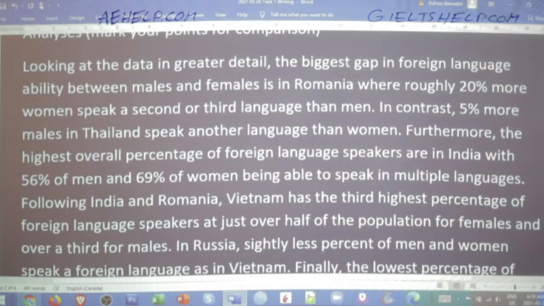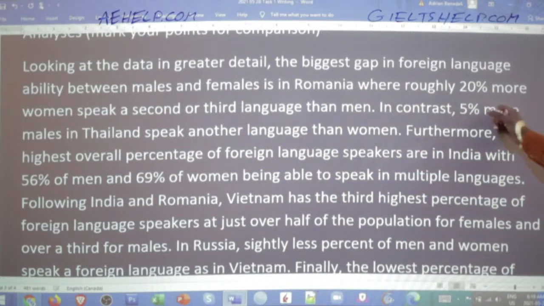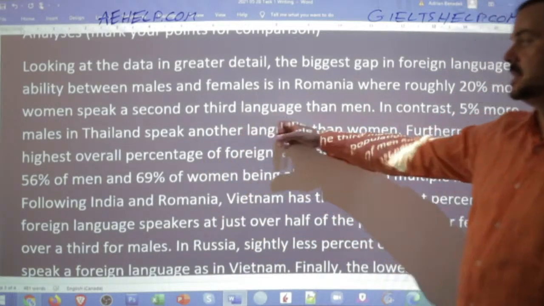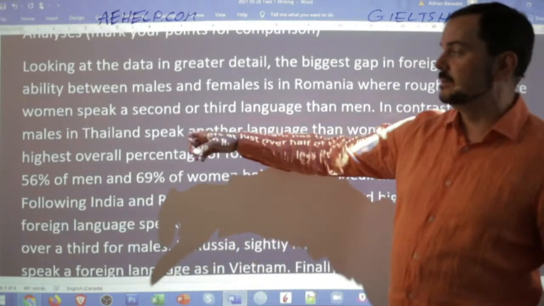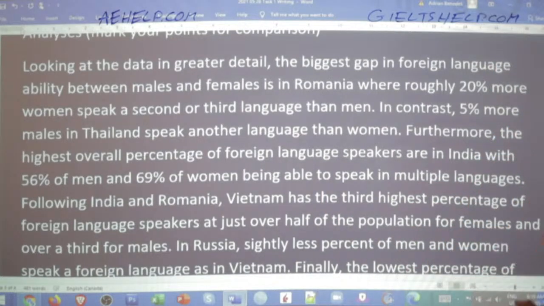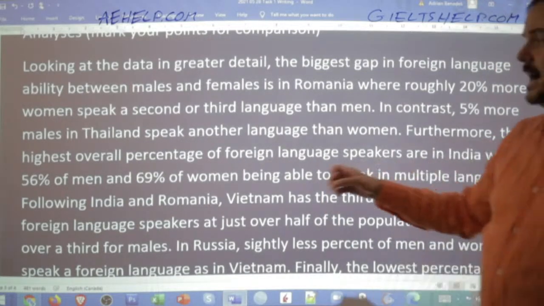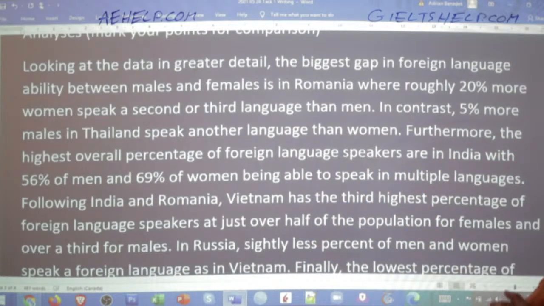Looking at the data in greater detail, the biggest gap in foreign language ability between males and females is in Romania, where roughly 20% more women speak a second or third language than men. In contrast, 5% more males in Thailand speak another language than women. Furthermore, the highest overall percentage of foreign language speakers are in India, with 56% of men and 69% of women being able to speak multiple languages.